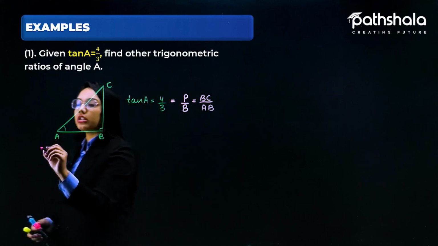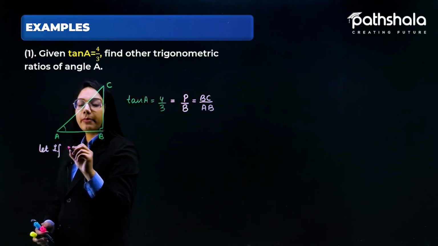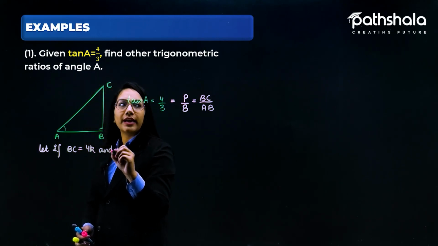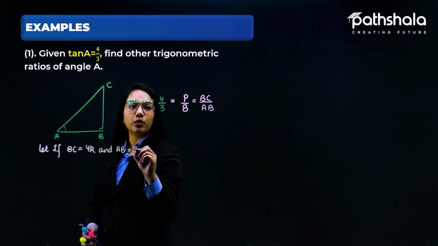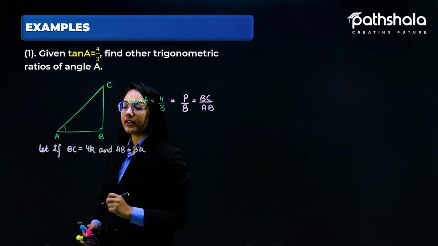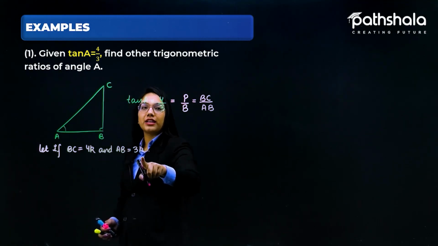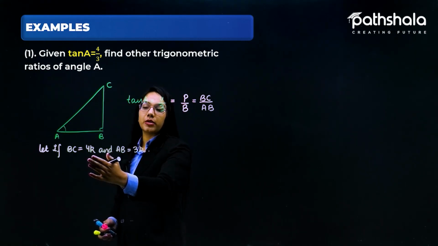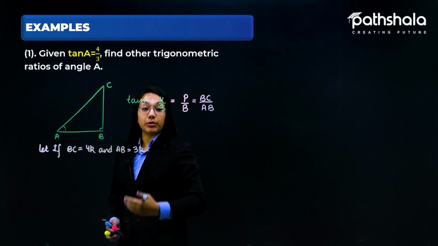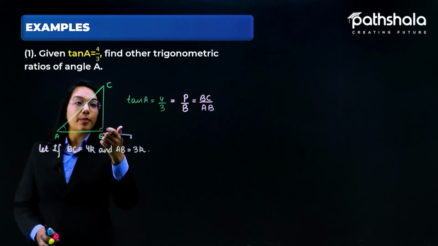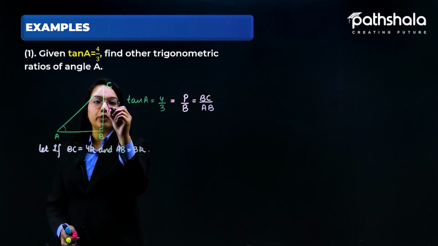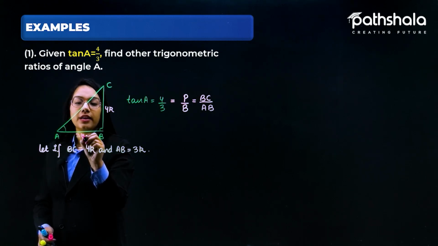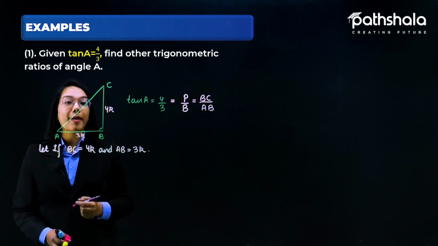So if BC is equal to 4K, and AB is equal to 3K, we are taking these as 4K and 3K because they are in the ratio of 4/3, meaning 4:3. Since the perpendicular is given as 4K, and the base is given as 3K, then obviously we can find out this hypotenuse using the Pythagoras theorem.